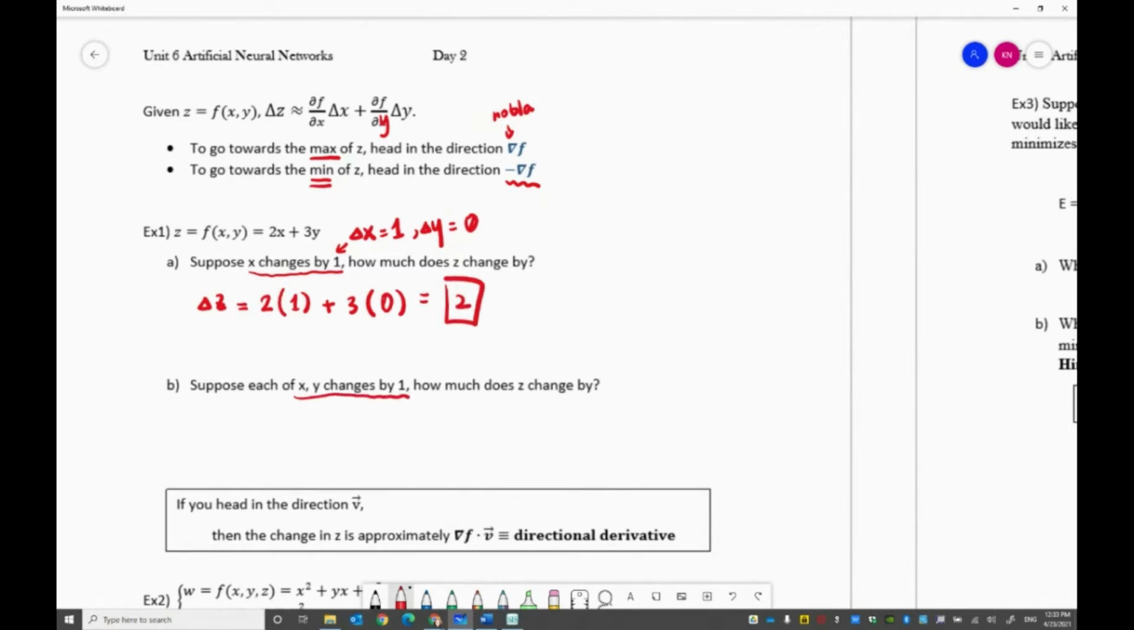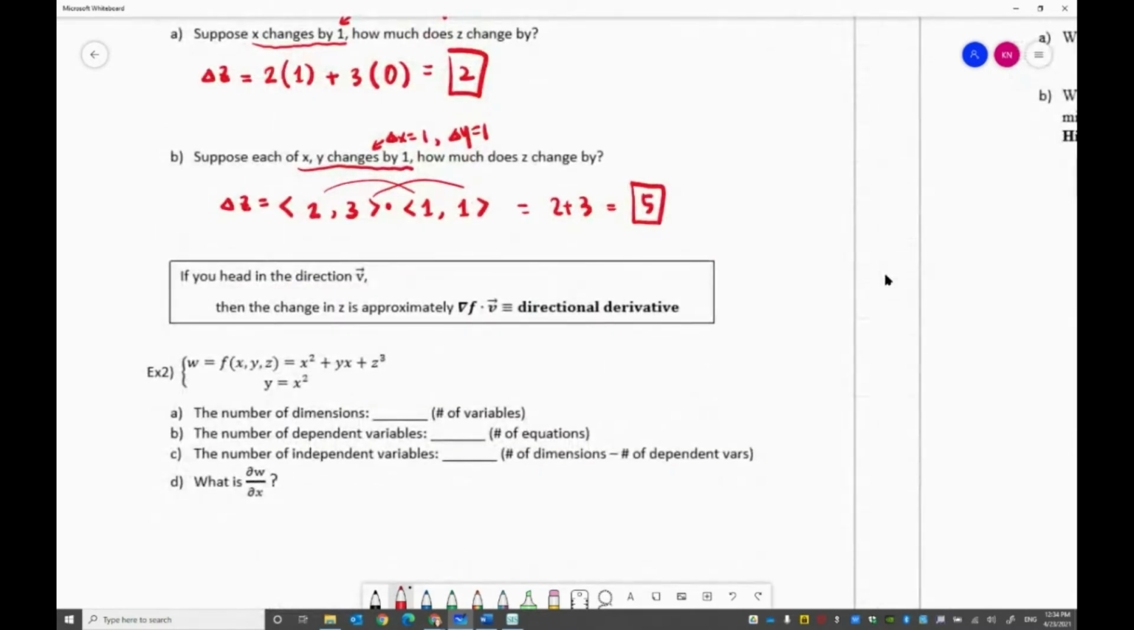How about B? x and y change by 1, which means change in x is 1 and change in y is 1. This time, I'm going to use the dot product vector: partial dot change. The partials are 2 and 3, so if I do the dot product, then 2 plus 3, so it is 5. So there was the definition back here: directional derivative means nabla f dot product the moving vector. This is what we are going to plug in.